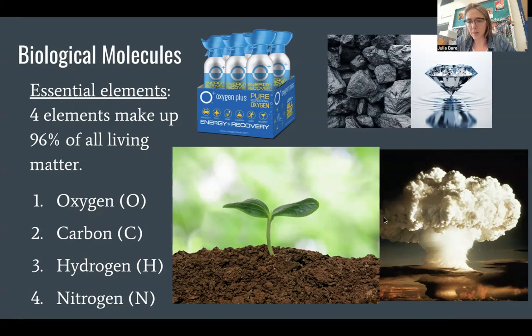These are some common examples. Coal is made of carbon primarily, and it can be compressed and turned into diamonds. Nitrogen is used in a lot of fertilizers, as well as the hydrogen bomb. If you've watched the most recent movies coming out, then you will be familiar with hydrogen bombs. And this oxygen one is a little bit different, but in places where pollution is a big concern, they have started selling pure oxygen and advertising it as helping with energy and recovery, and travel and things like that. So these are some of the ways that you might have seen these biological elements in the past.